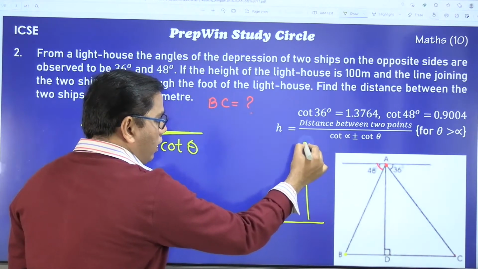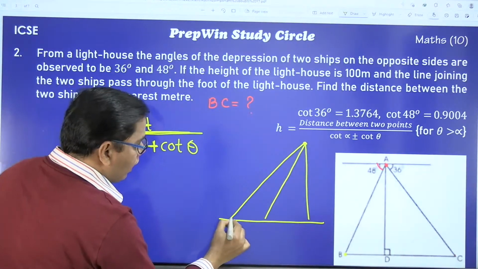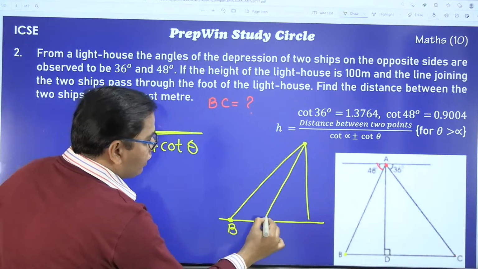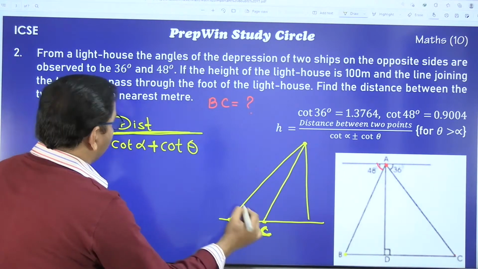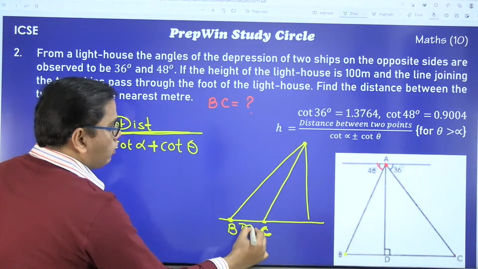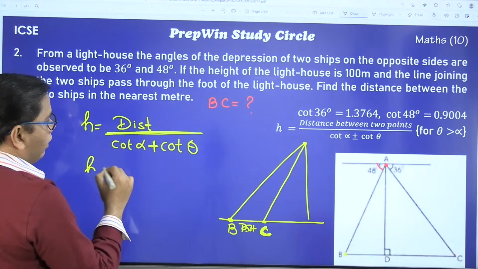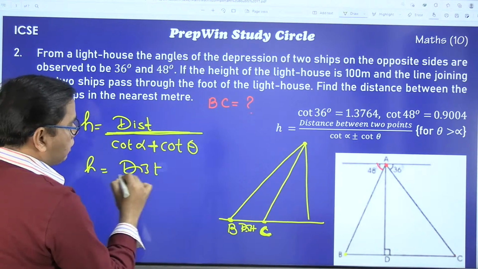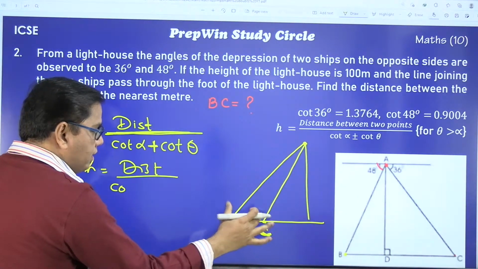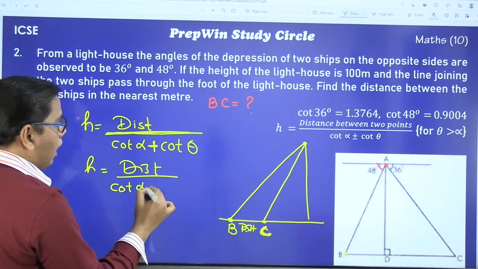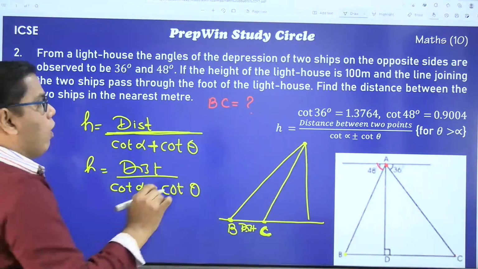Suppose tower was here, and both the ships, one is B and the other one is C, were on the same side. Then this distance is the distance between two ships. It will be distance between ships upon, when they are on the same side, what we see is this length is less, so it will be cot alpha minus cot theta, right? Cot alpha minus cot theta.